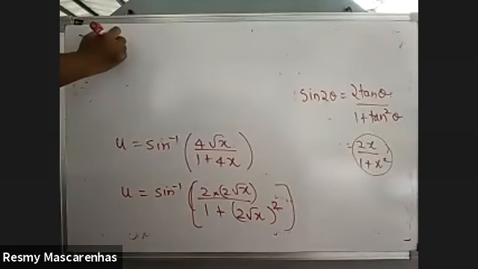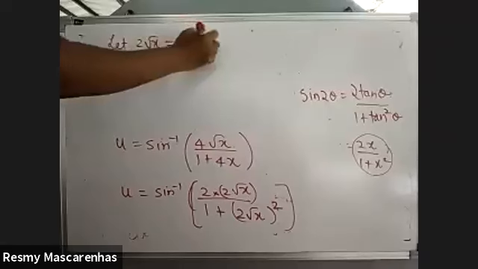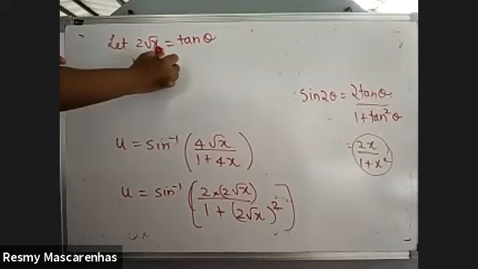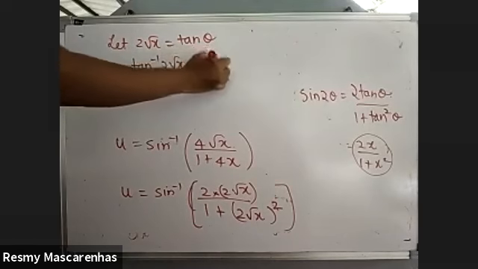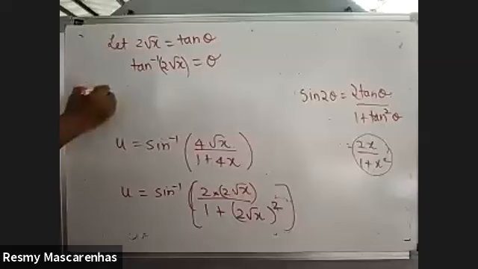And now let 2 root x be equal to tan theta. So what is theta? Theta is tan inverse of 2 root x. This is for later on substitution. Okay, now write back. So this will be what?